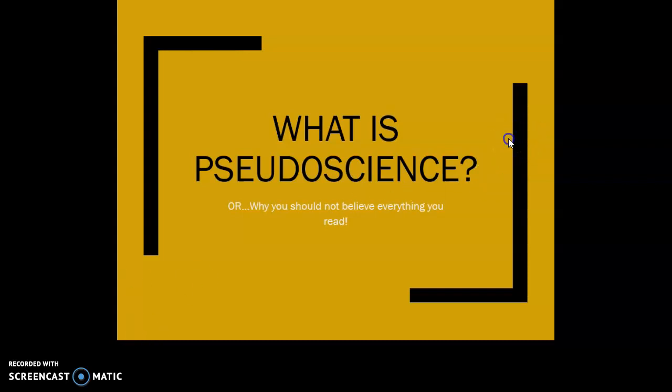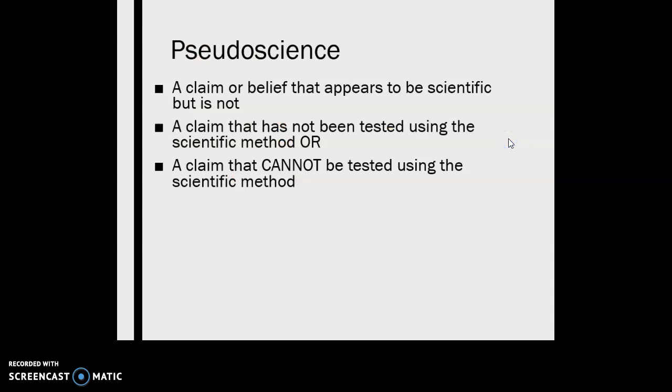Okay, so what is pseudoscience? Really, how do we recognize it? Well, pseudoscience is a claim or a belief that appears to be scientific, but it isn't, either because it hasn't been tested scientifically, so it could be testable, but it hasn't been, or it simply can't be tested using the scientific method. As I mentioned, I can't test whether you have lived past lives or not. There's no way to scientifically test that. So believing in a past life would be considered pseudoscience.